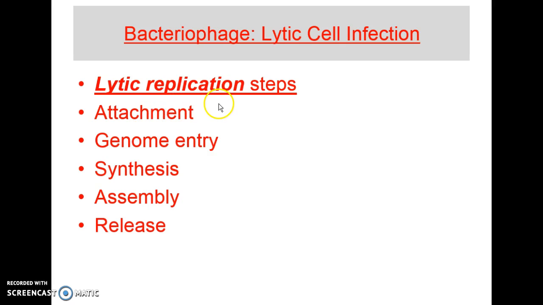Lytic replication has 5 steps: attachment of the phage onto the host, entry of the virus's genome onto the host, synthesis of viral proteins and replication of viral nucleic acids, assembly of the viral proteins produced during synthesis, and finally, release of the newly assembled viral particles.